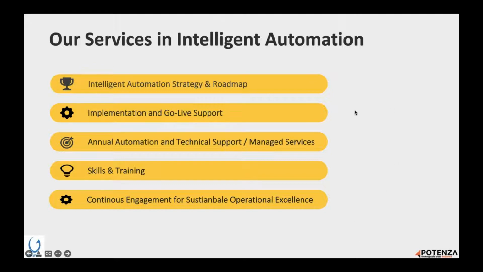So if you look at One World and Potenza together, we start with intelligent automation strategy and roadmap. We start there because we are not just a robotics programming company or a development company. We have enough more exposure in terms of working with organizations, business teams to understand the business objectives with the business strategy, and then work backwards, as I explained before, to come up with an automation strategy and then a roadmap to operationalize that strategy, right?